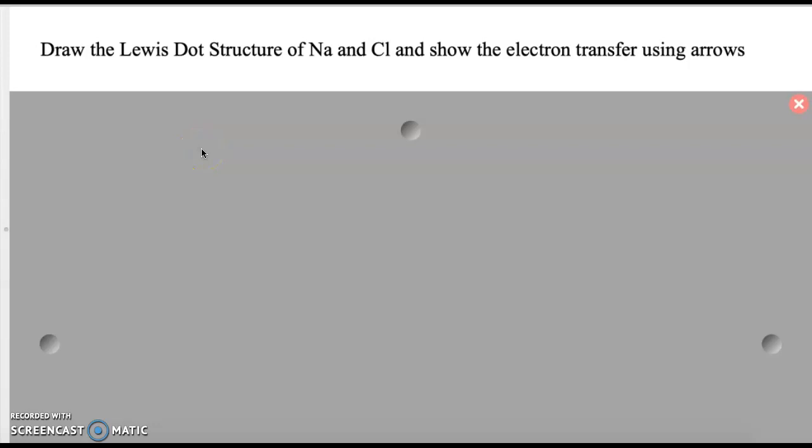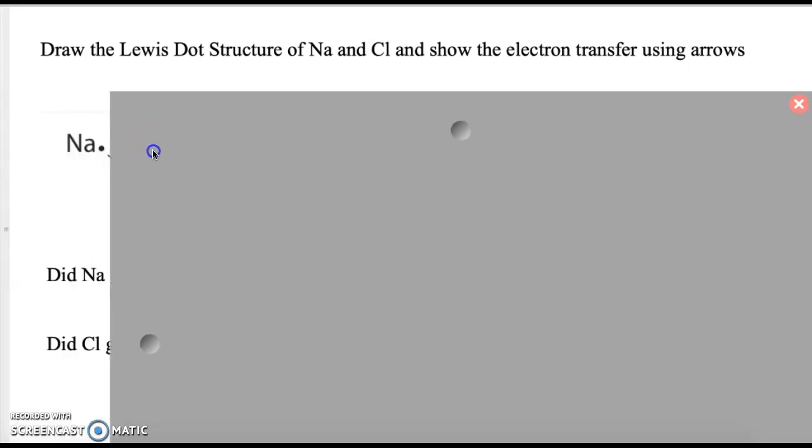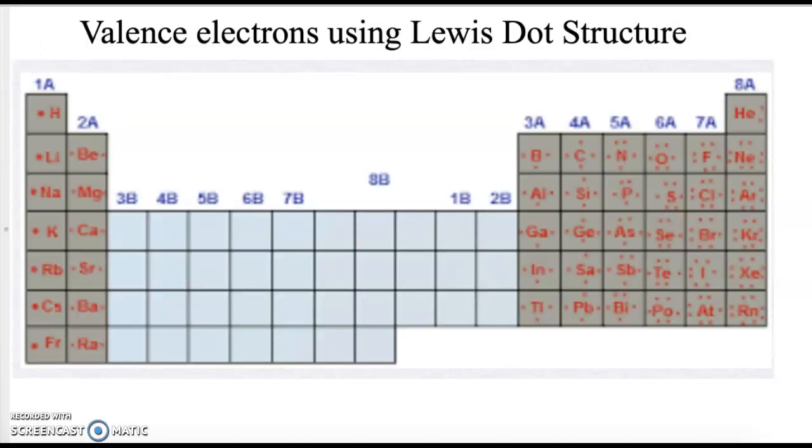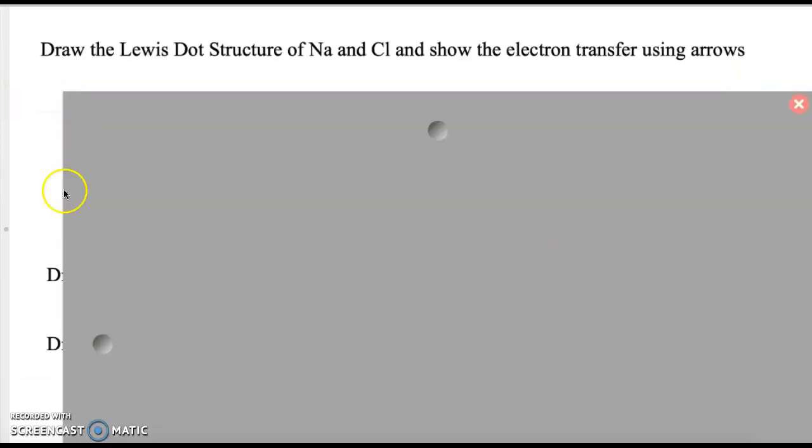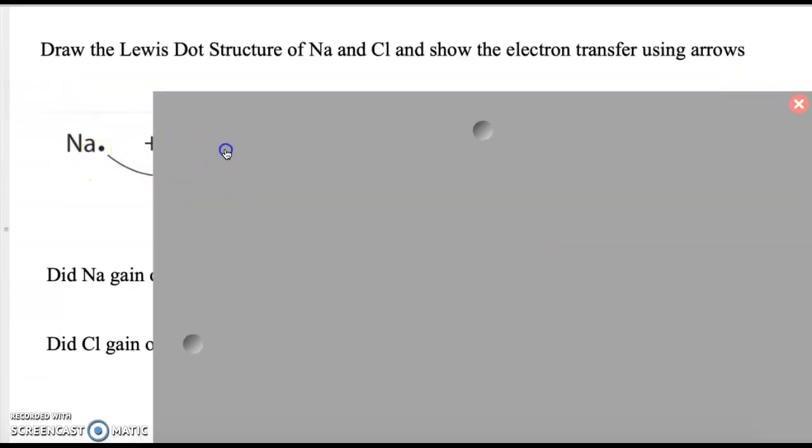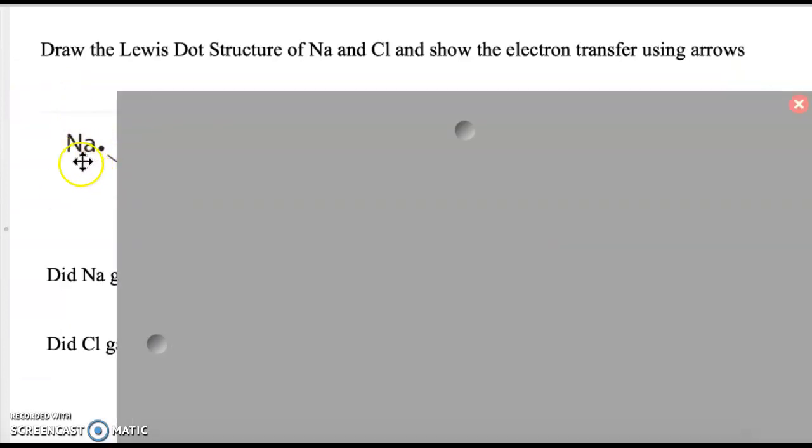All right, so we're going to practice the Lewis dot structure with sodium and chlorine and how they become ions together and want to bond. So I want you to draw this as we go through it. So sodium, if you look on the periodic table, sodium is right here, and it is an alkali metal, so it's going to have 1 valence electron. So you put 1 dot. You could put the dot on the side, the top, or the bottom, but you just put 1 dot.